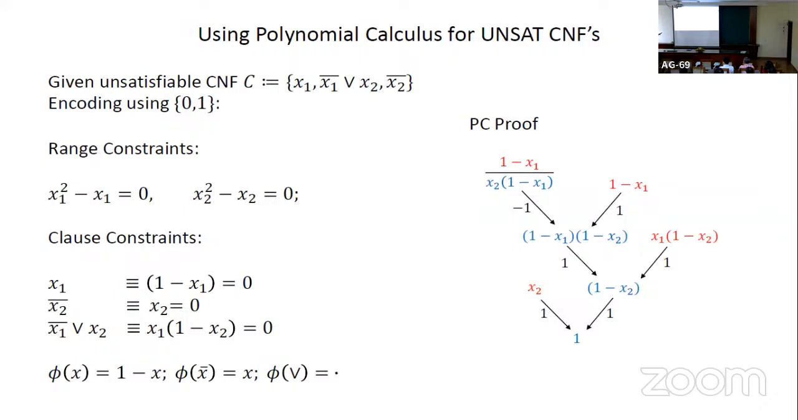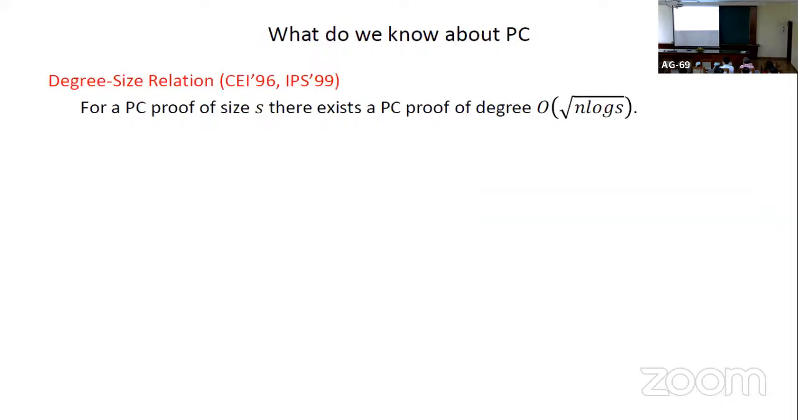This is an example of a PC proof. You're multiplying by variables, doing some subtractions, some additions, and finally you're deriving the one polynomial. Okay, so what do we know about this polynomial calculus proof system?